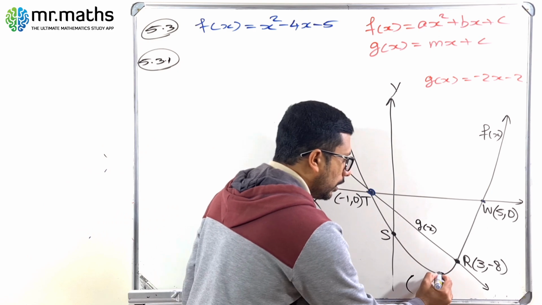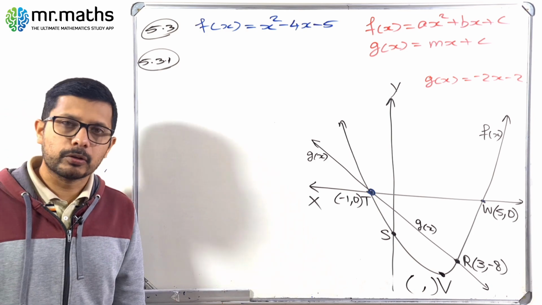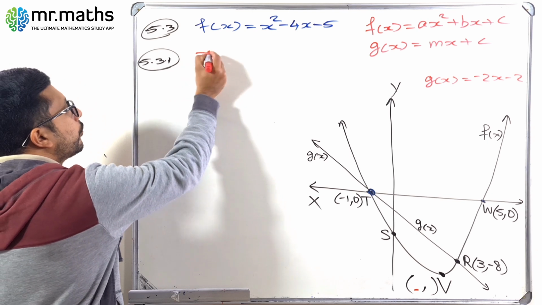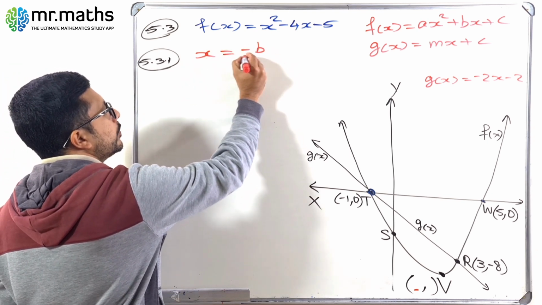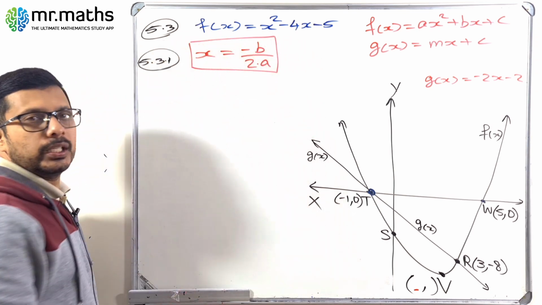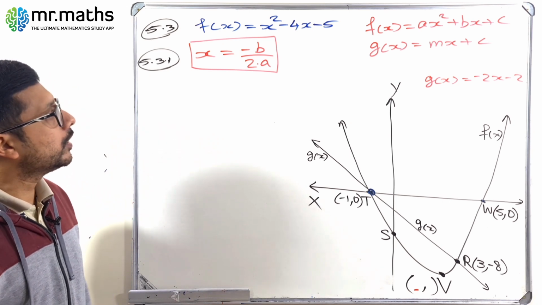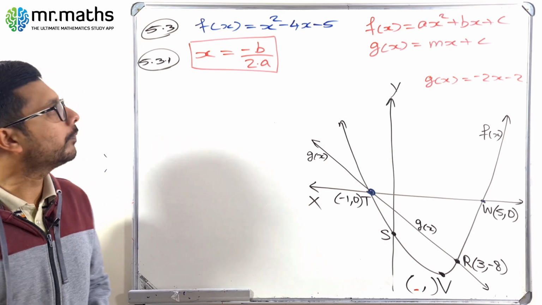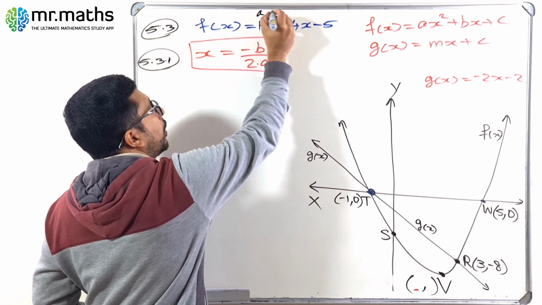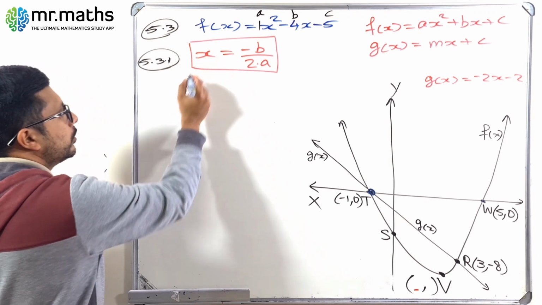So how can you find the turning point? You studied a formula, that's easy. To find the x value of the turning point, there is a formula you have to remember: x is equal to minus b divided by 2a. If you can remember this formula, then you can easily find the turning point. Here, a is 1, b is minus 4, and c is minus 5. So we can substitute the values.